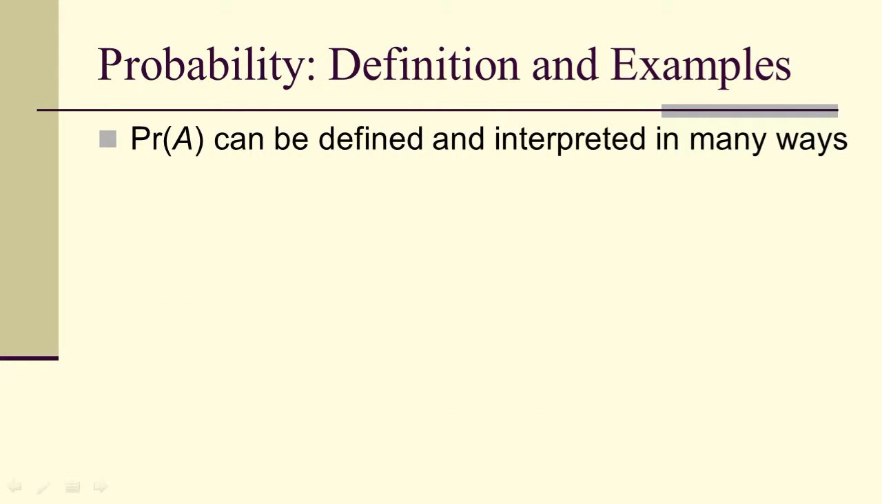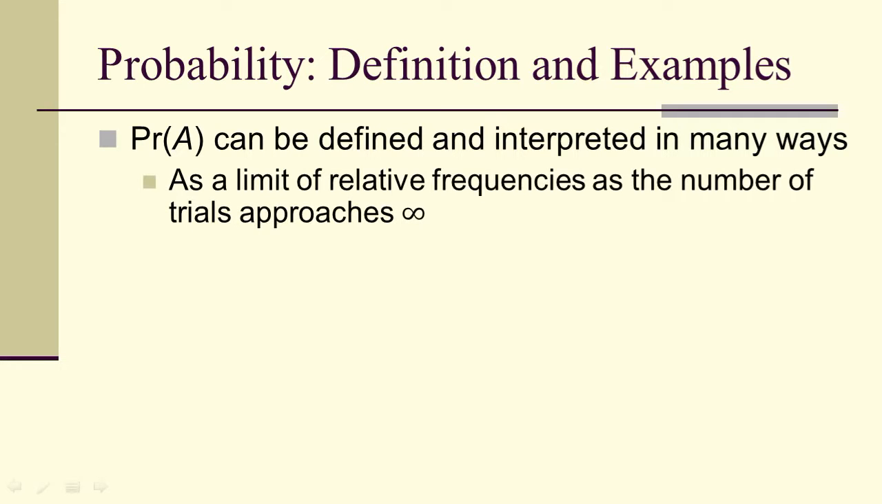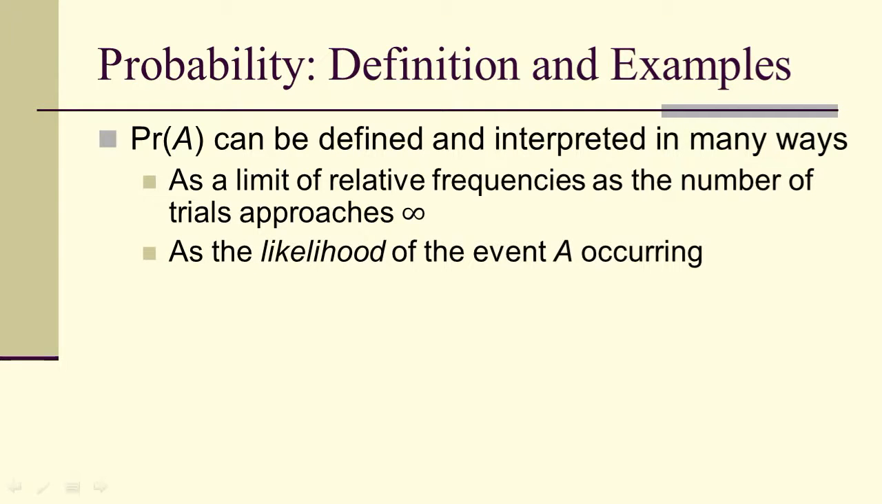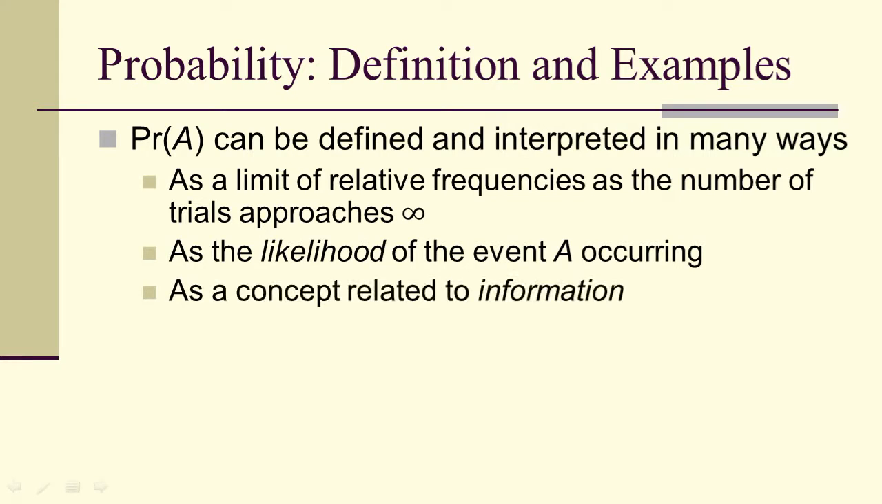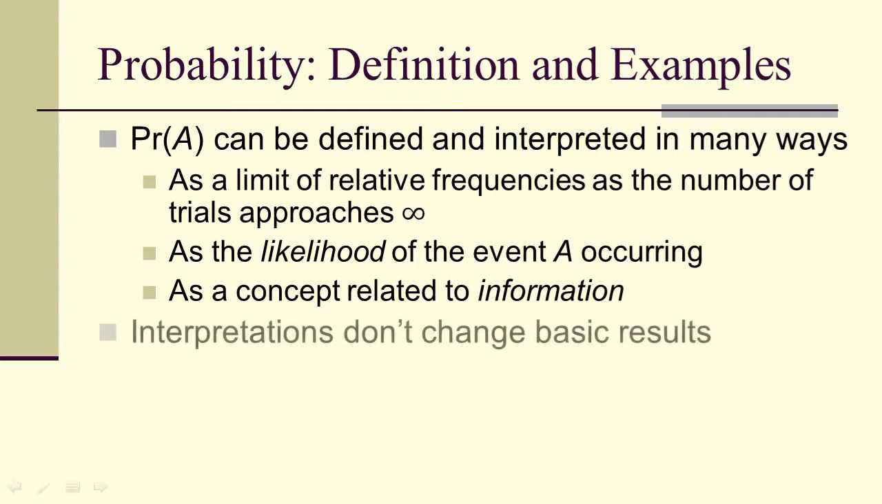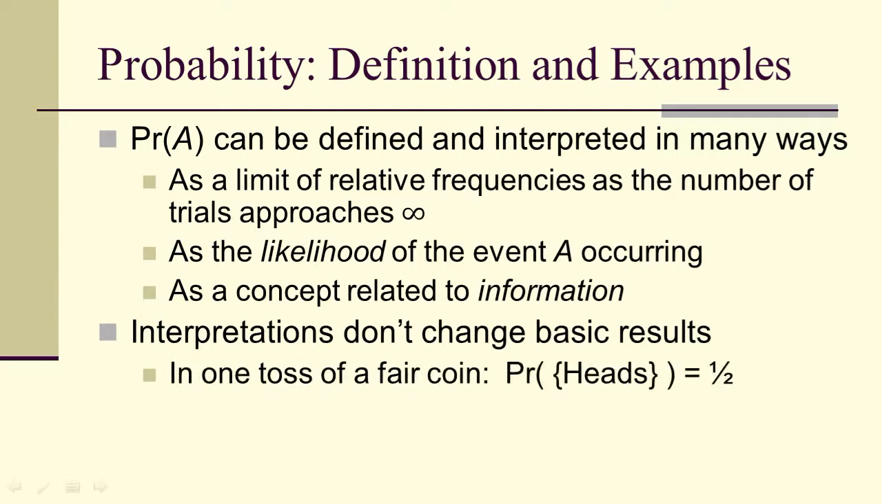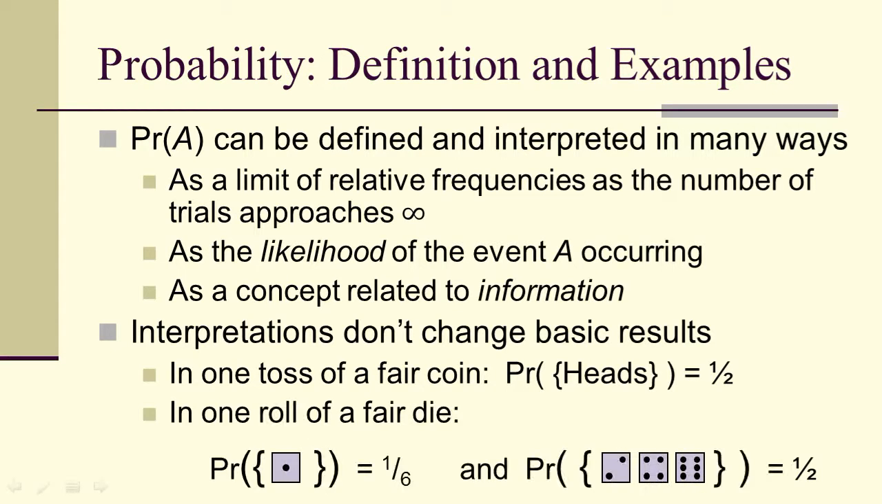Now, probability can be defined and interpreted in many different ways. So, limit of relative frequencies, which is the one we saw on the previous slide, likelihood of an event occurring, a concept related to information, but interpretations don't change basic results. So in one toss of a fair coin, the probability of heads is a half. In one roll of a fair die, the probability of 1 is 1/6. The probability of an even number is a half.